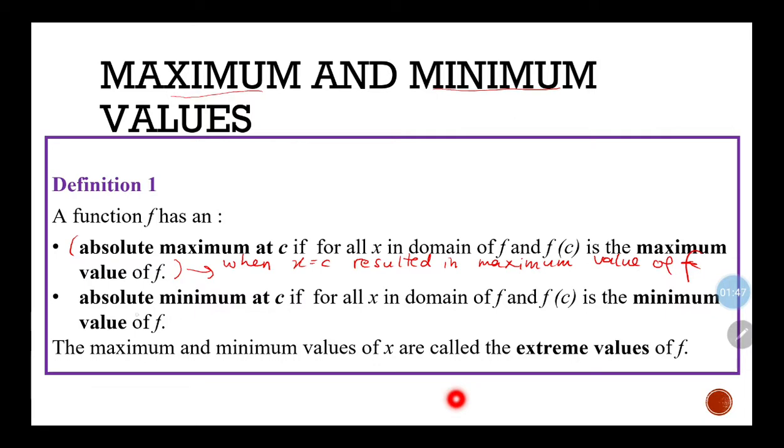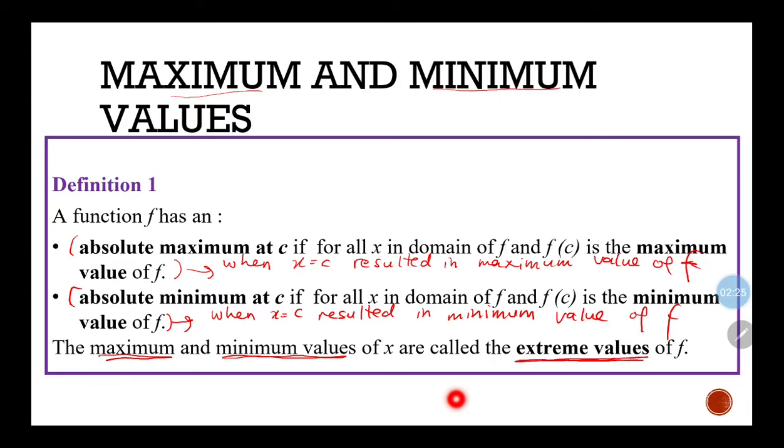So what does it mean by absolute minimum? Absolute minimum is the opposite of absolute maximum. Absolute minimum is when x equals c, it will result in the minimum value of the function f. Okay, so the maximum and minimum values of f are called the extreme values of f.